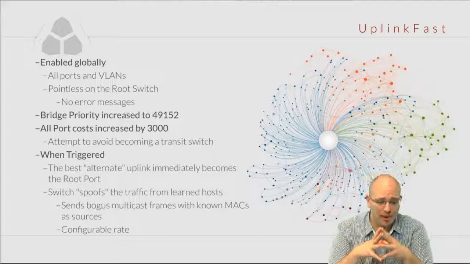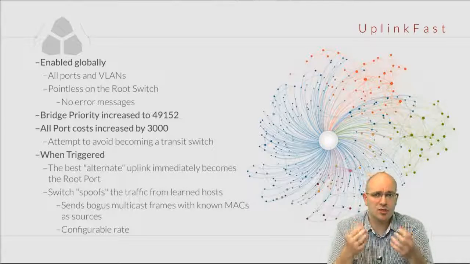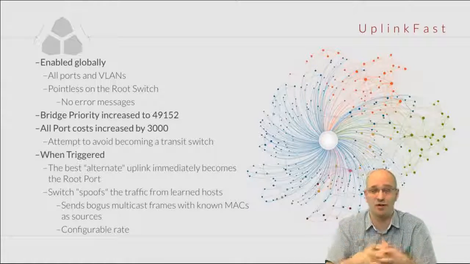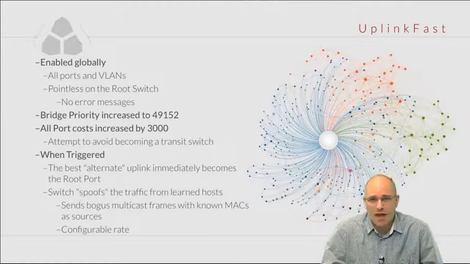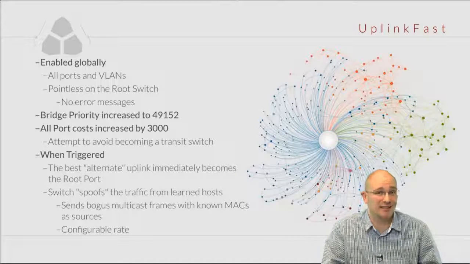Another thing that is going to happen when this is triggered is that the switch is going to try to spoof the traffic from the hosts it knows about. Remember that switches learn the MAC addresses of all the hosts that are transmitting, that are sending the traffic through the switch. These MAC addresses are stored in the CAM table. When UplinkFast is triggered, the switch is going to start sending bogus traffic from these hosts. So the switch is going to send the traffic as if it was sent by these hosts, and it's going to be sending them out to a special multicast destination.